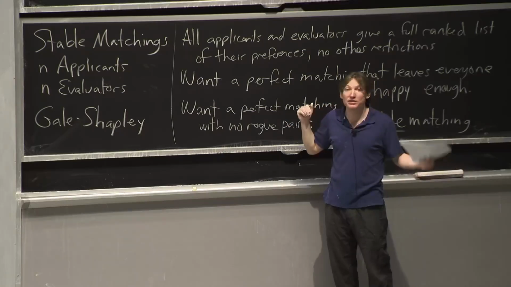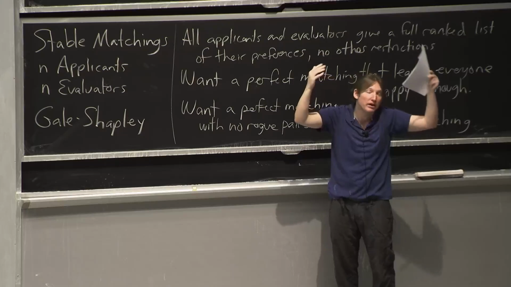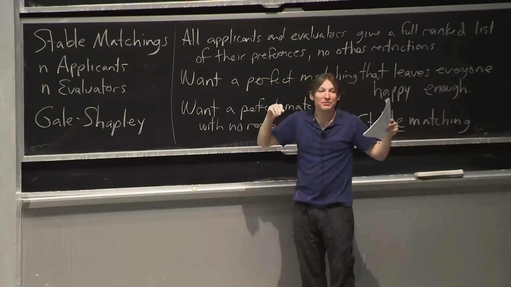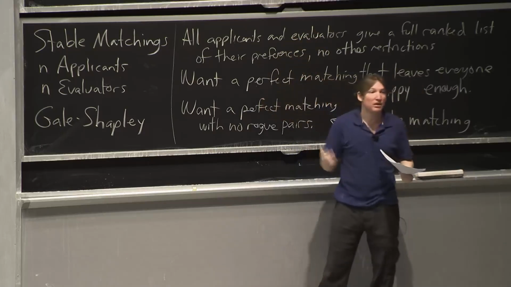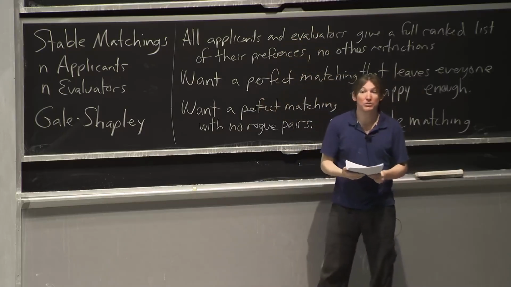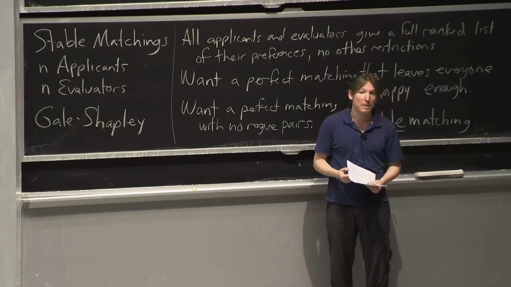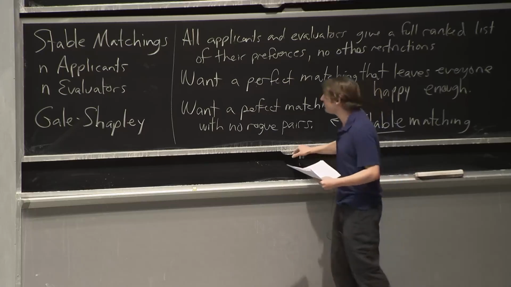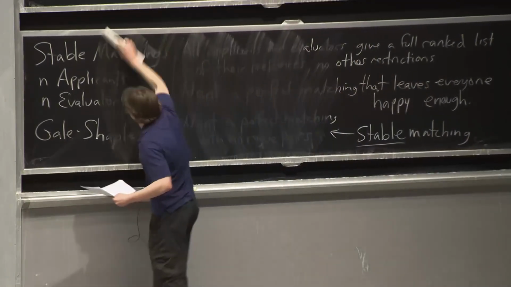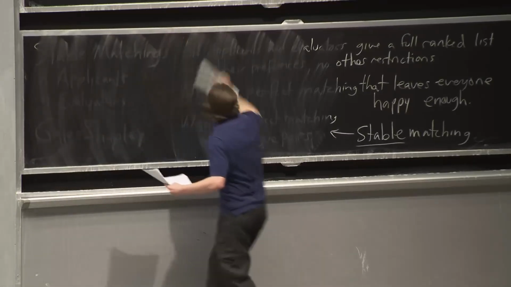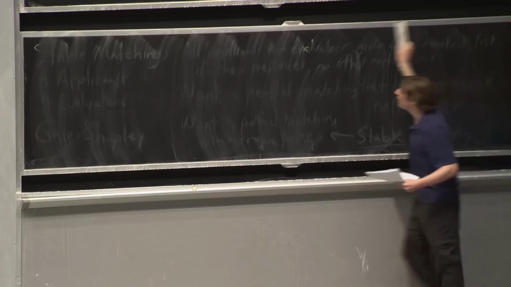On the other hand, applicants start at the top, and they stay as close to the top as they can until someone grudgingly says, OK, I guess I'll keep you. So maybe it's better to be an applicant because you're always asking the best partner you can possibly have, rather than the evaluators who have to wait around for people to come to them. So it's maybe not clear which side is preferable.